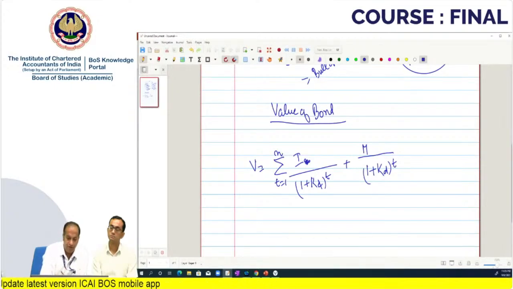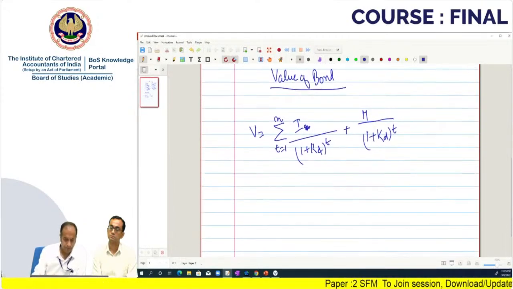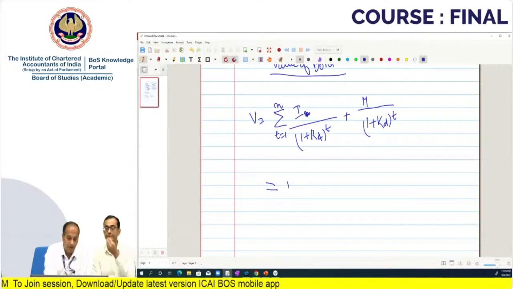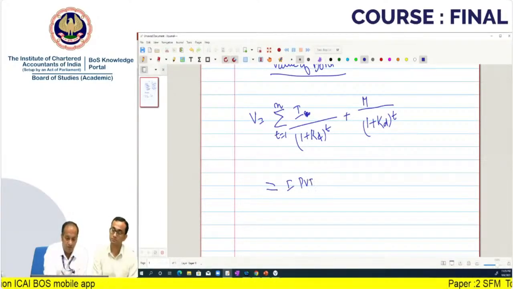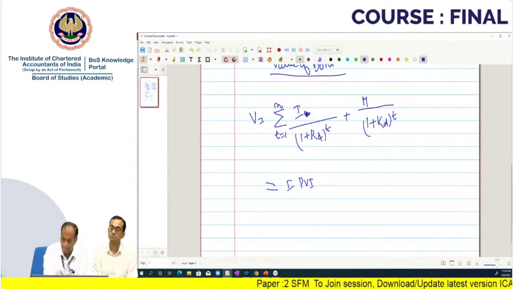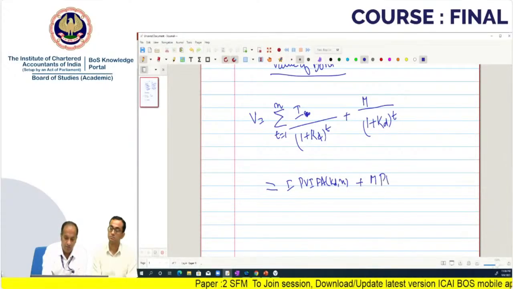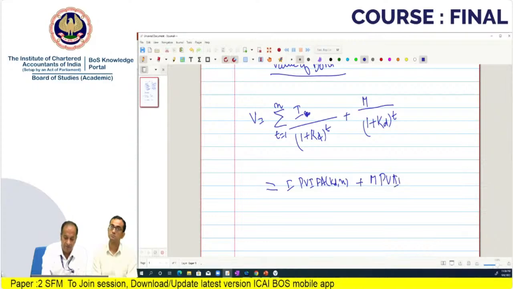Okay, students. Now let us see. Or we can say that I into present value annuity factor at the rate of KD for the period of N plus M into present value investment factor at KD for N. Here the annuity will not come.